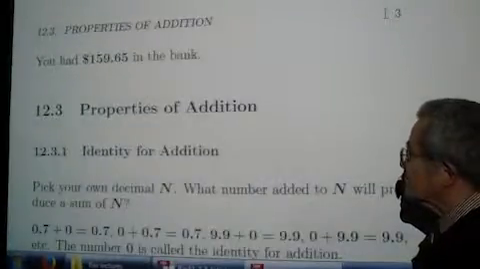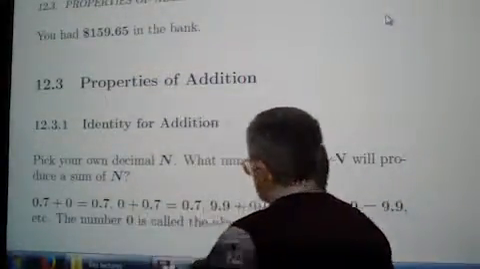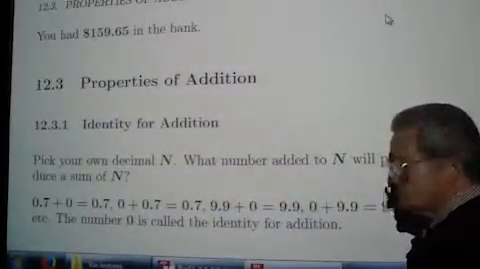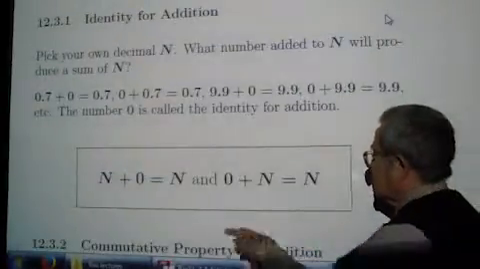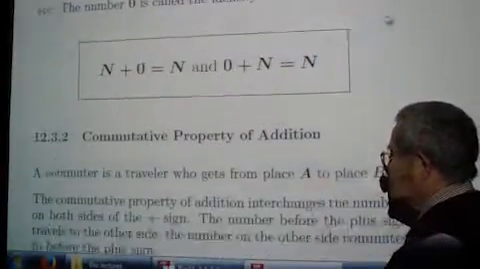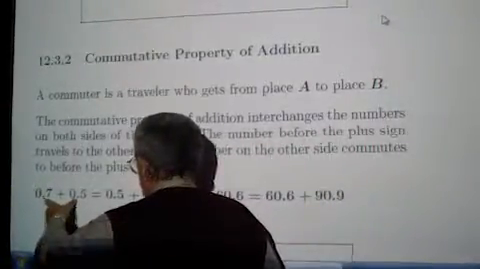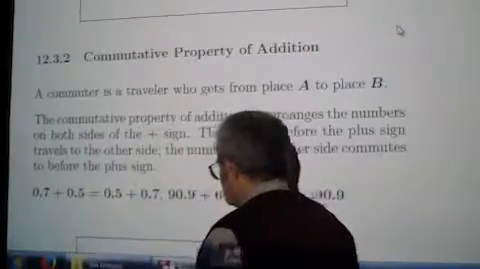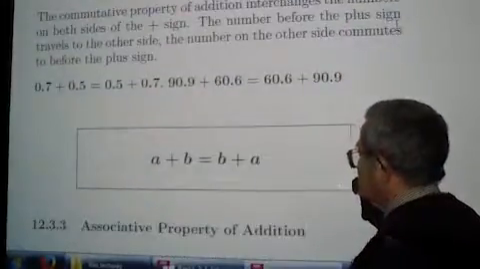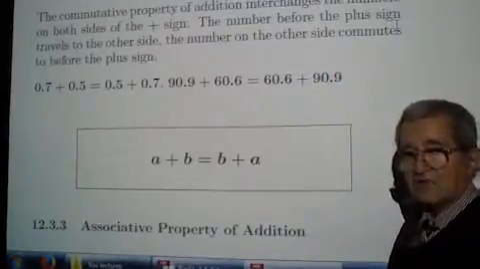Properties of addition. Addition is commutative. It doesn't matter whether you have decimals or not. The number 0 is called the identity for addition. We had seen that before. A number plus 0 is 0 plus that number, so 0 is the identity for addition. Commutative property. Commuting means traveling. It doesn't matter whether you have the first number first or the first number in second place. You can commute, you can travel the numbers. Again, it doesn't matter whether you have decimals or whole numbers. So a plus b is b plus a, where a is a real number: whole number, decimal, fraction.